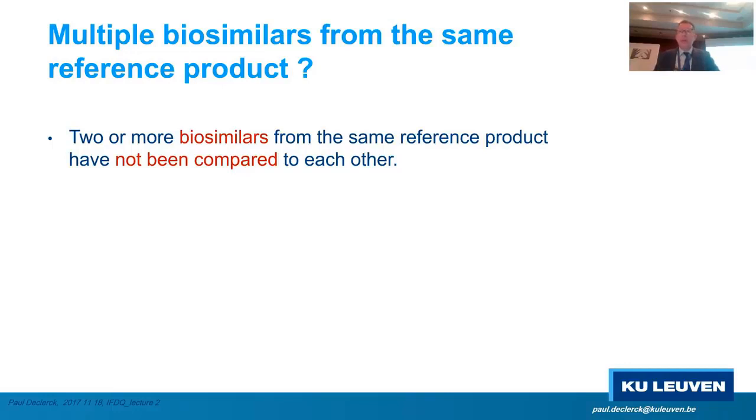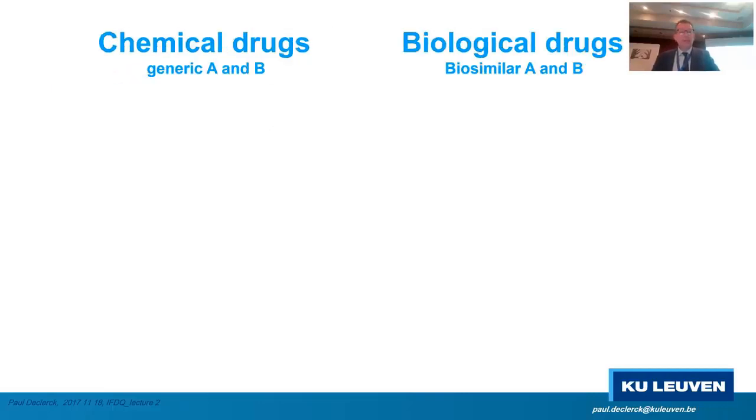Biosimilar 1 does not have to demonstrate that it's biosimilar to biosimilar 2, for instance. This is completely different compared to the generic situation, where if you have a generic A that is identical to the reference product, and an independently developed generic B that is identical to the reference product, because of the identity, you may conclude that in 99.9% of the cases, generic A will be exactly the same or identical to generic B.